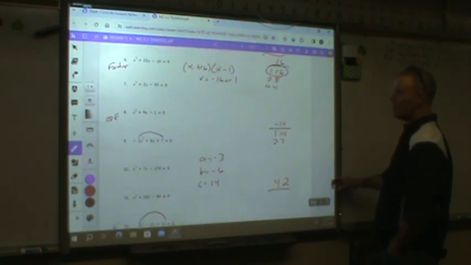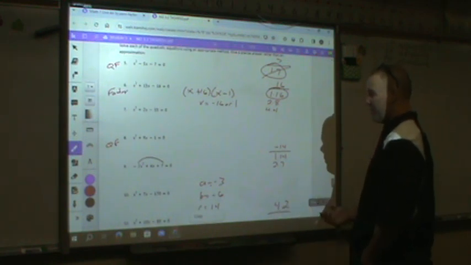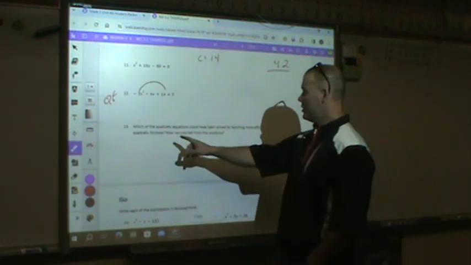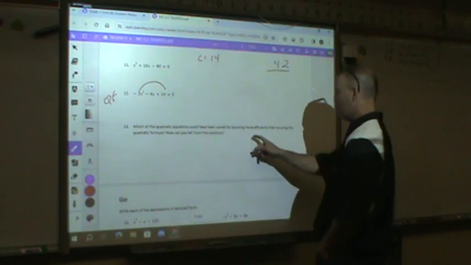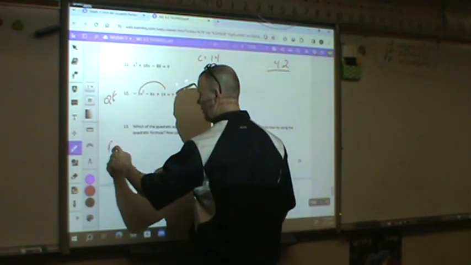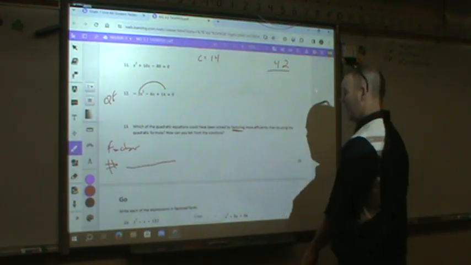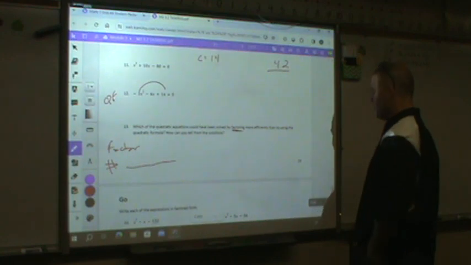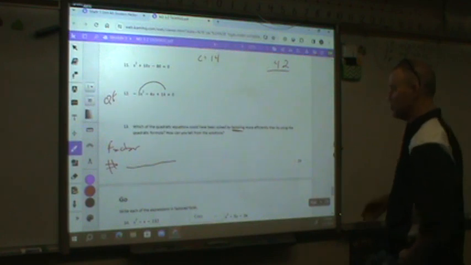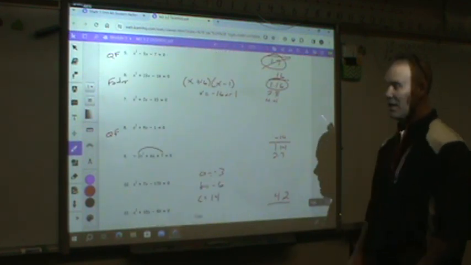So let's solve all these. We're going to pick the appropriate method and we're going to solve them all. There's not too many. And then we want to answer the question at the end. Which of the quadratic equations have been solved by factoring? List which ones you've solved by factoring. So you might write that over here, and write the numbers of them. Which should be more efficiently solved by using the quadratic formula. How can you tell from the solutions? The solutions should be able to tell you which ones, and that's the idea of this lesson.